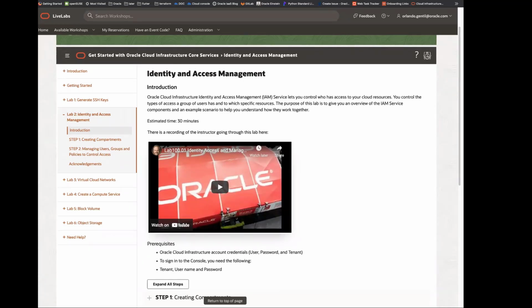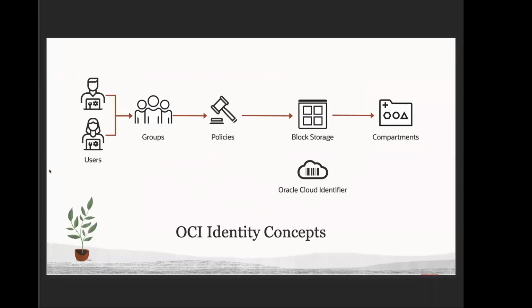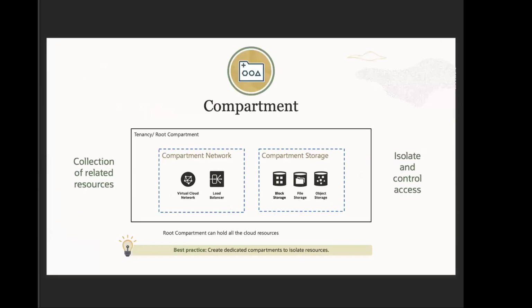Let's go back to our presentation here, because we were talking about the concepts and how they relate. Our next lab is going to be based on compartments. What are compartments? A compartment is just a logical container that we create on OCI. It has nothing to do with the physical location of anything, but it has everything to do with how you are going to group those resources.